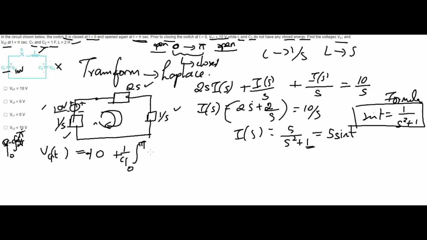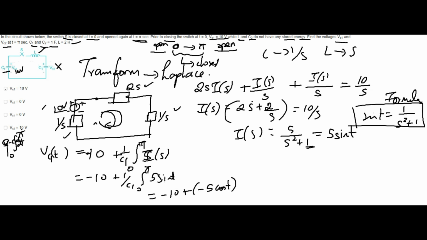So here if you do so, you will be getting the I(s). So here you have to use I(s), is it right? So once again let's rewrite this one. Minus 10 plus 1 divided by C1 into integral 0 to pi, what is this? 5 sin t is available. So you will get the answer as minus 10 plus minus 5 cos t, because integral of sin is minus cos, is it right? The limit is 0 to pi.